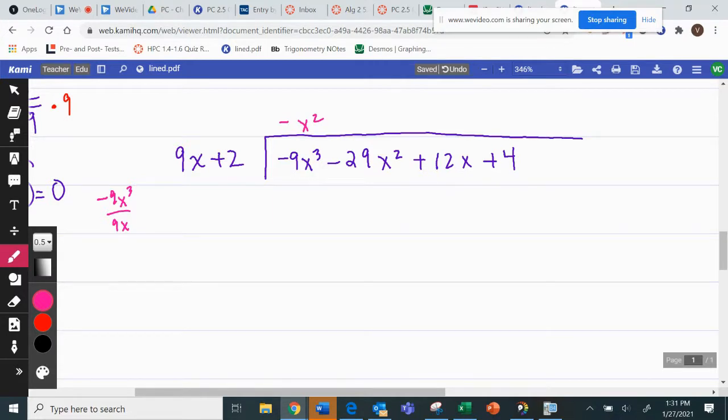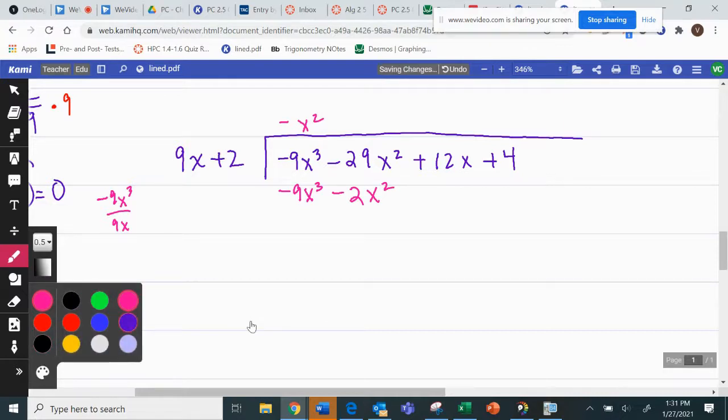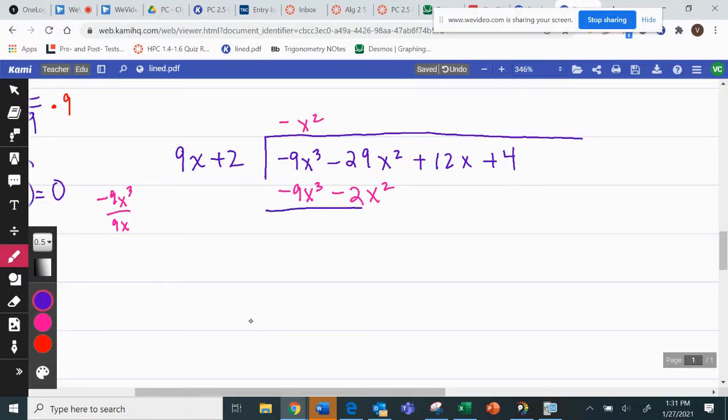We distribute that back in. So I'm going to get negative 9x to the third, minus 2x squared. Then we draw the line, and instead of subtracting them, I add the opposite. So I change the signs. That's my subtraction step. So I'm adding the opposite. I get negative 27x to the third, and then we bring down plus 12x.